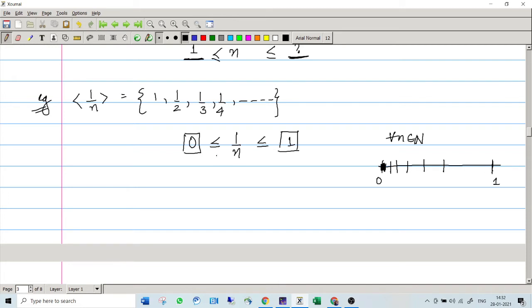So for this sequence, you have two numbers such that 1 by n is greater than one and 1 by n is less than the other. So I have got these as the lower and the upper bounds. So this sequence 1 by n is bounded. So that's how you'll check for a bounded sequence or an unbounded sequence, right?